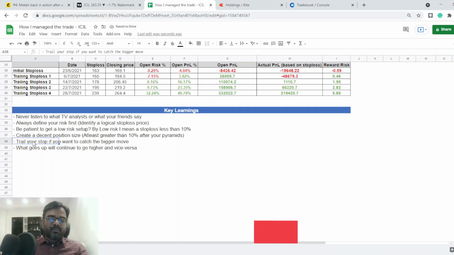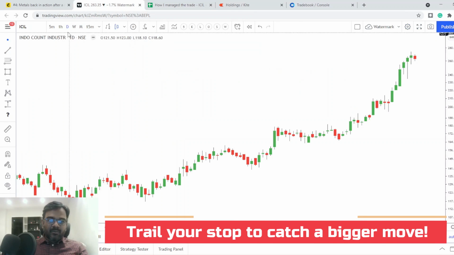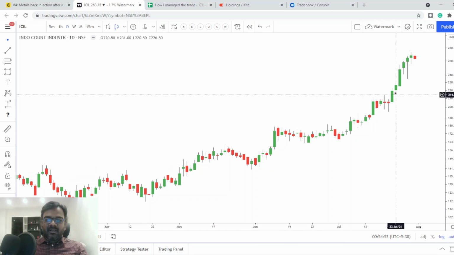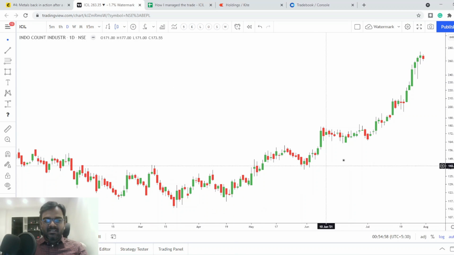Next one is trail your stop if you want to catch the bigger moves. Let's say someone entered here, and they're sitting on 20% profit here, and if they exited, they'll miss the bigger move. Now, this stock is not consolidating much. It's just going higher. And also, if you see, this is just going steeper, right? So there is no reason for you to sell a stock unless the stock tells you to sell it, right?